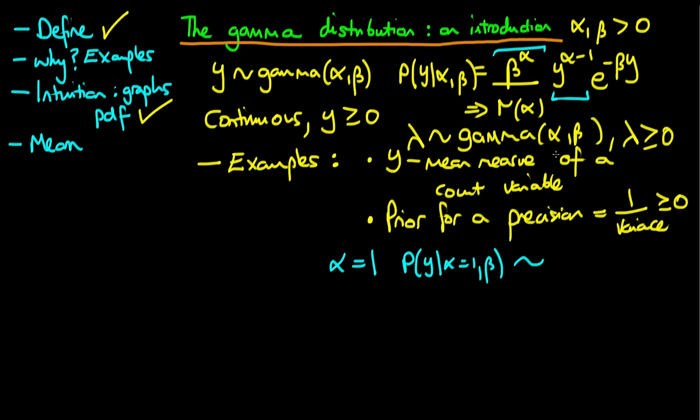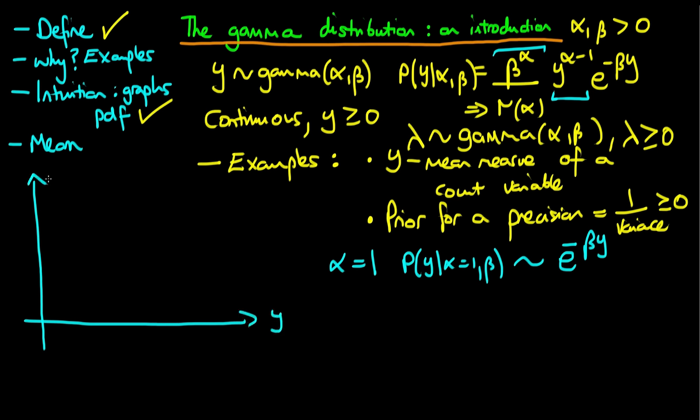So that's just 1 and that disappears. And our gamma distribution just sort of goes as e to the power minus beta times y. So if we were to draw the PDF, it's just going to be an exponential decay. It's just going to peak at 0 and decay exponentially with a rate of beta here. So this is the circumstance where alpha is equal to 1.